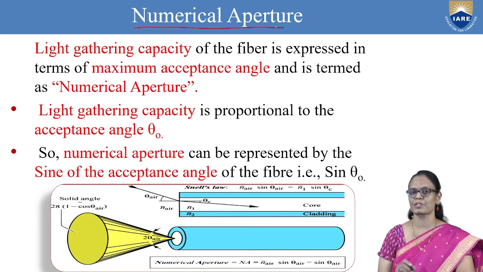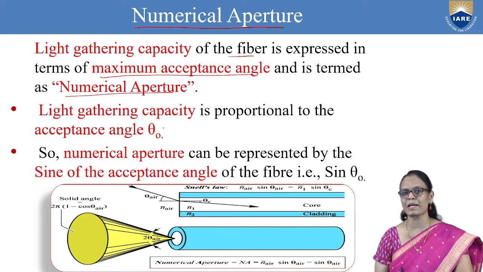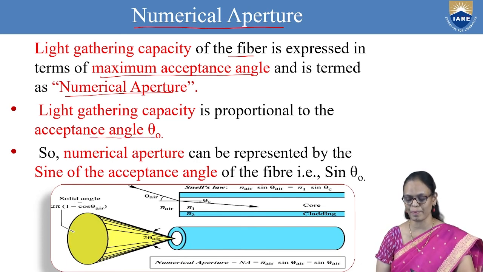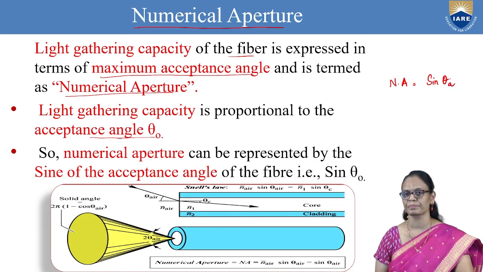Now coming to numerical aperture. The light gathering capacity of the fiber is expressed in terms of maximum acceptance angle, and it is called numerical aperture. So this is the exact definition for numerical aperture. Numerical aperture talks about the light gathering capacity of the optical fiber, and it is expressed in terms of the acceptance angle. Now the light gathering capacity is proportional to the acceptance angle theta naught. So whenever we write numerical aperture, it can be represented by the sine of the acceptance angle. So numerical aperture is equal to sine theta A.